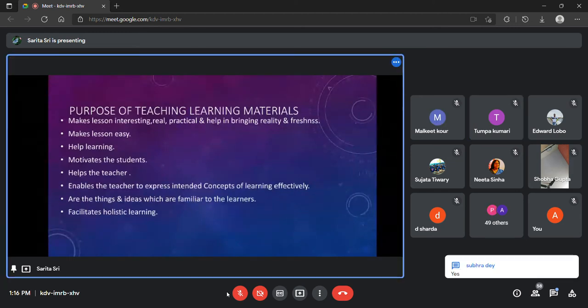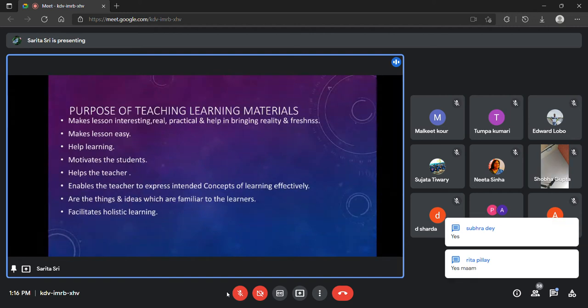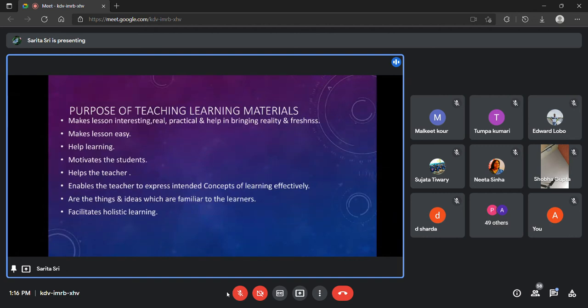Yes, ma'am. Okay. So, TLM becomes fundamental to have a superior comprehension of the nature of the subject matter. So, now let's see what are the main purposes of teaching learning material. The first point is it makes lesson interesting. It also makes it real, practical, and helps in bringing reality and freshness.